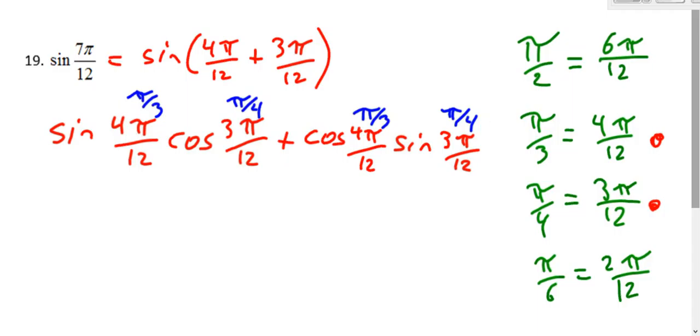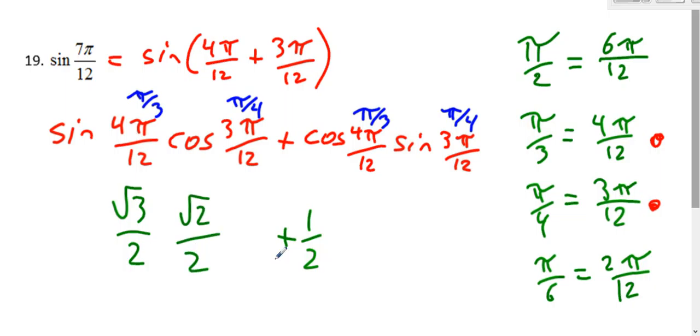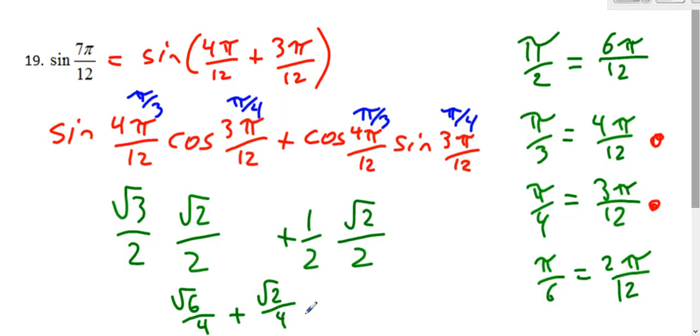So sine of pi over 3, square root of 3 over 2. Cosine of pi over 3, 1 over 2. Now for the pi over 4, they're both square root of 2 over 2. So that's square root of 6 over 4 plus square root of 2 over 4.